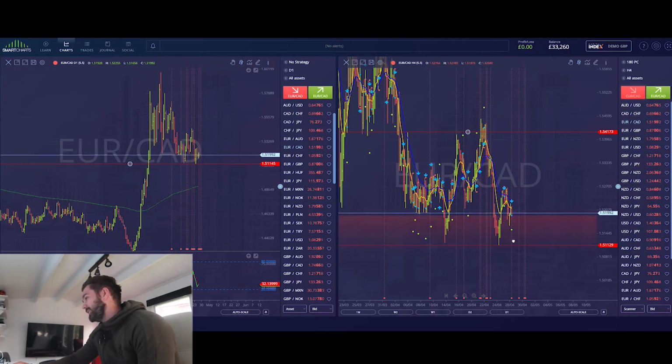But I know smart charts are saying this is good for another short because it hasn't hit the resistance line, but maybe it's a bit too close. It's one to keep an eye on. I'm going to just put that in my notes, Euro CAD.